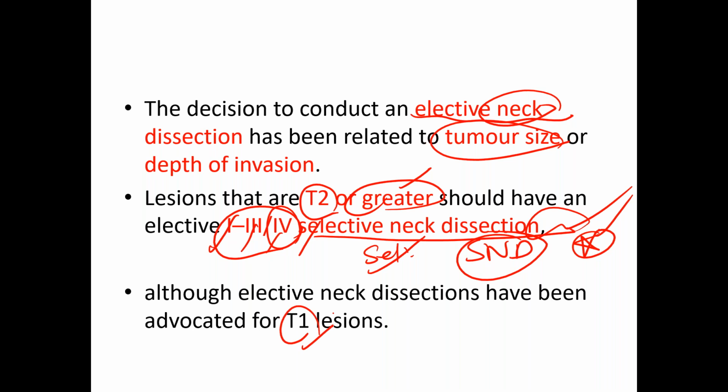Sometimes for T1 also you have to go for it. So minimum T2, you have to go for neck dissection, it is a rule. Minimum T2, you have to go for post-operative radiotherapy. It is a rule. Something like that you have to remember.